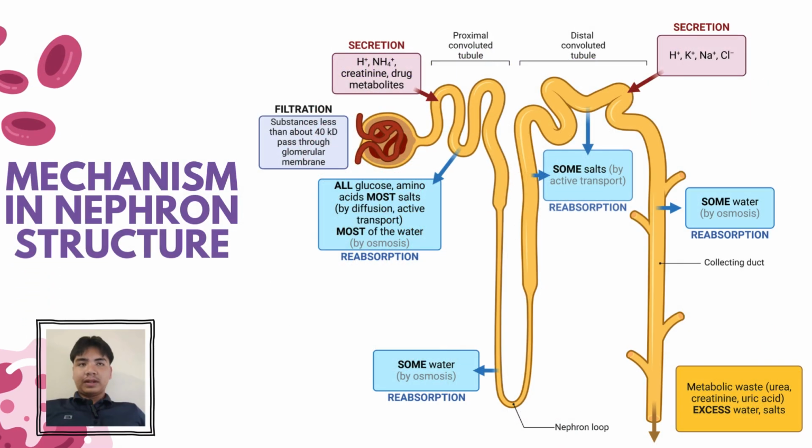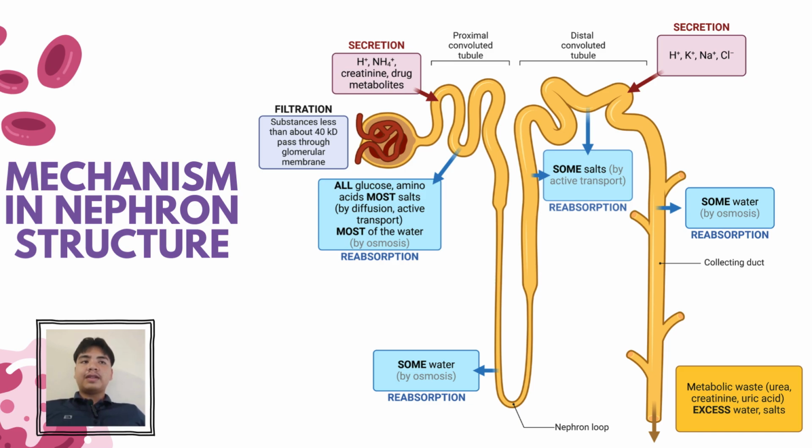Next, I'm going to explain the mechanism in the nephron. So there are three main processes. First, there is the filtration process in the Bowman's capsule and glomerulus. Blood enters the glomerulus under high pressure. Water, glucose, amino acids, salts, and urea are filtered out of the blood.